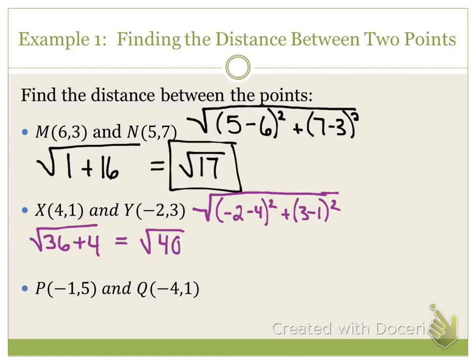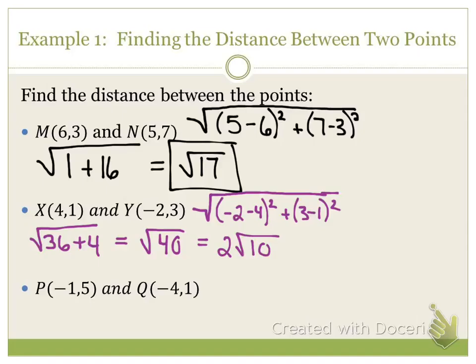But is that my final answer? No, because I can pull out a perfect square factor. And what would be my final answer? You can just take the square root in your calculator. 2 square root of 10, because 4 times 10 is 40, and you can take the square root of 4. Okay, so that's where your calculator will come in handy.